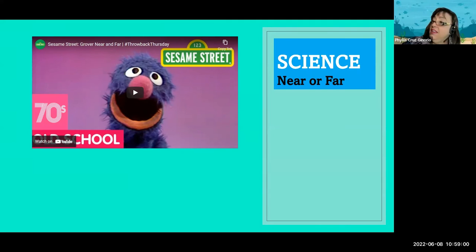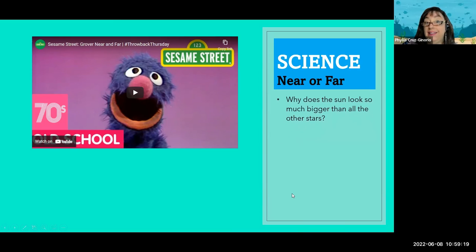When the sun comes up in the day and we see how big the sun is, how come it looks so big even though it's not the biggest star in the sky? That's our question. Why do some things look bigger and some things look smaller, even though they might be the same size?